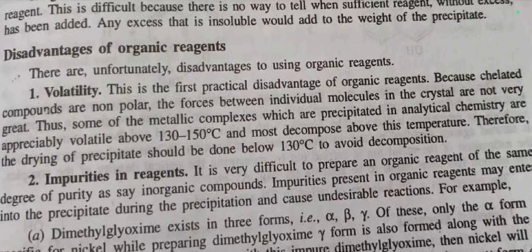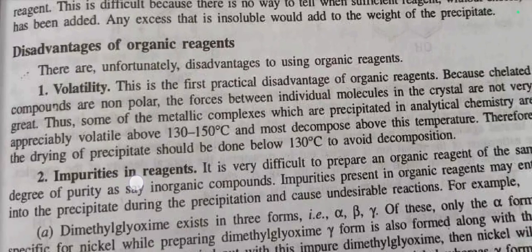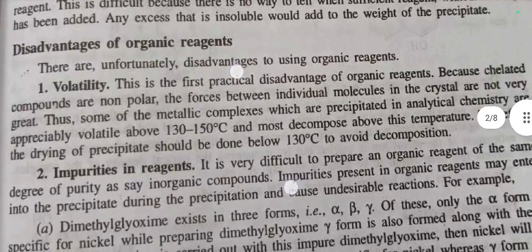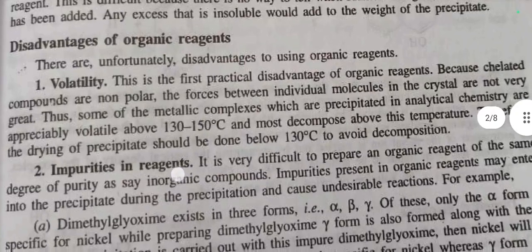First, volatility. This is the first practical disadvantage of organic reagents because chelated compounds are non-polar. The forces between individual molecules in the crystals are not very great. Some of the metallic complexes which are precipitated in analytical chemistry are appreciably volatile above 130 to 150 degrees Celsius and most decompose above this temperature.